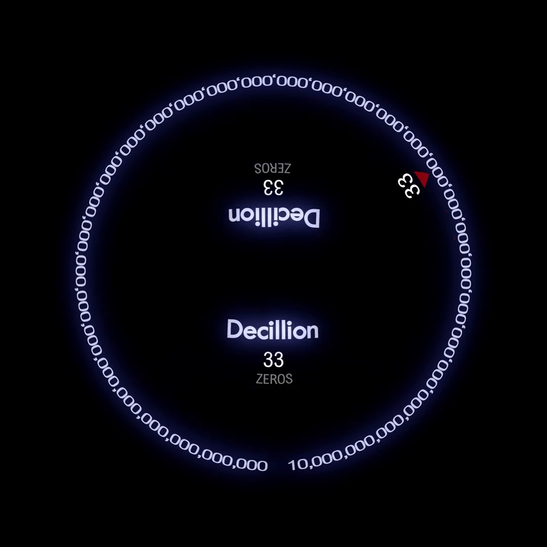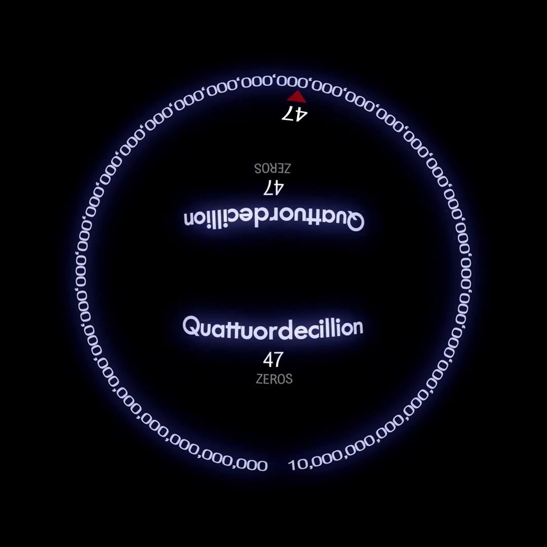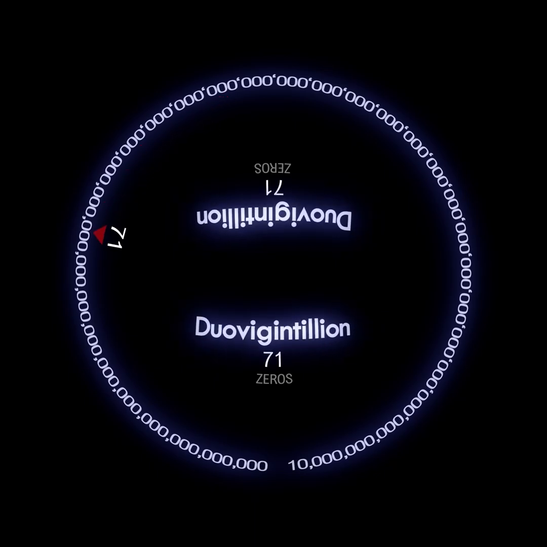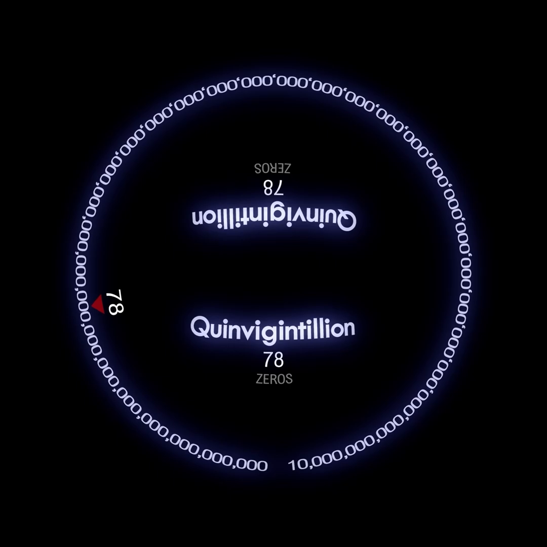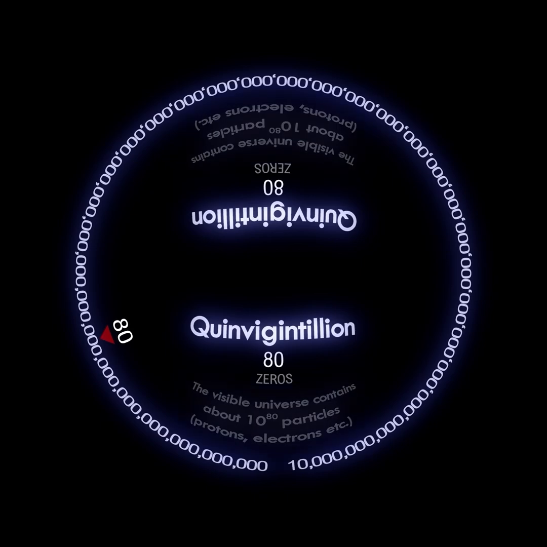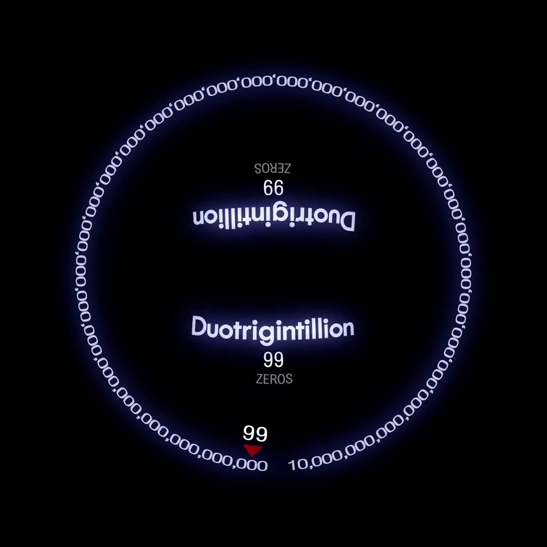Let's skip past some of the next numbers. How many of these can you pronounce? A quinvigintillion is a 1 with 80 zeros. This is one estimate for the number of particles in our observable universe. We only have another 20 zeros to go before we reach a Googol, but remember, this is a huge jump in magnitude. A Googol is trillions and trillions of times bigger than a quinvigintillion.